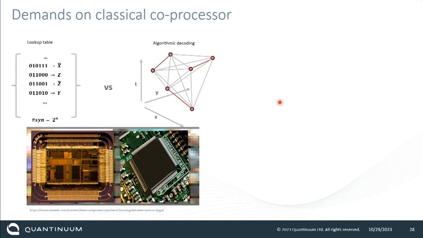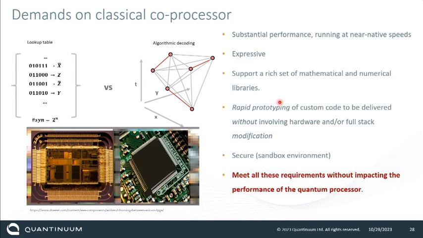One of the advantages of ions is we are a little bit slower, so we have a bit more time to figure things out. Some of the demands this puts on a CPU, if you want a playground to investigate decoding problems: you need to be doing things fast. You need to be expressive. A lot of these decoders require things like Dijkstra and Blossom, these very computationally heavy classical subroutines.